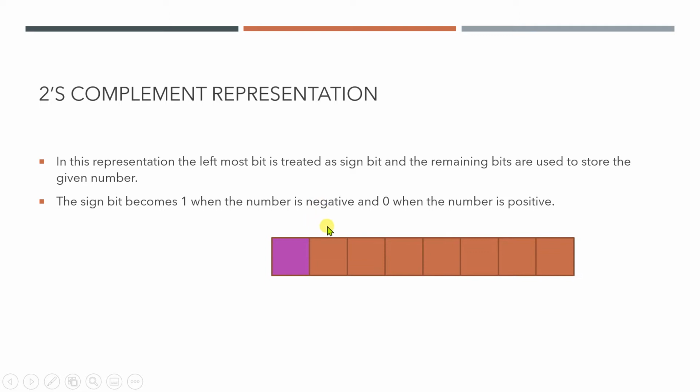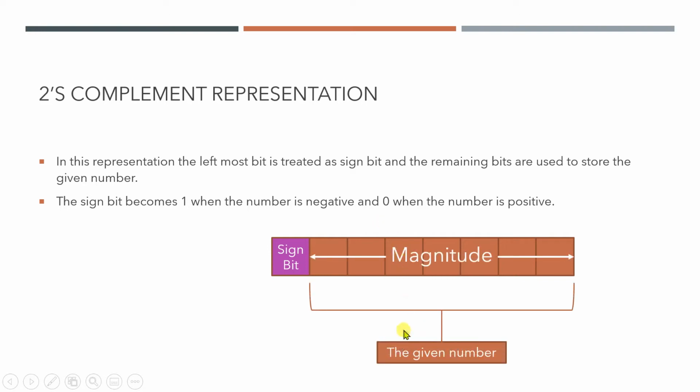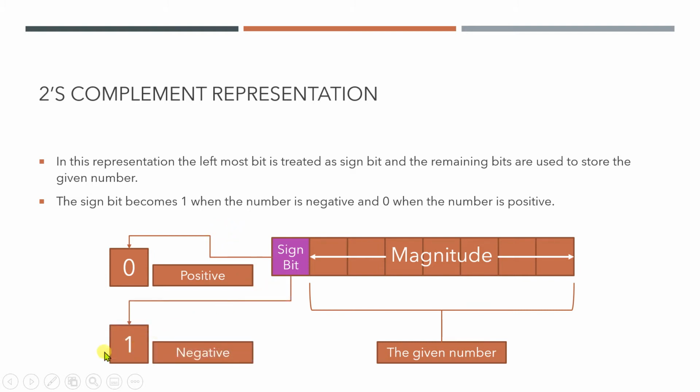That means if an 8-bit word is given to you, the first bit represents the sign bit and the remaining bits represent the magnitude. So what is magnitude? We have to represent the given number in this particular place. If the given number is a positive number, then the sign bit will be 0. If the given number is a negative number, the sign bit will be 1. This is the similar structure we are following in sign magnitude representation and ones complement representation, as well as in twos complement representation.